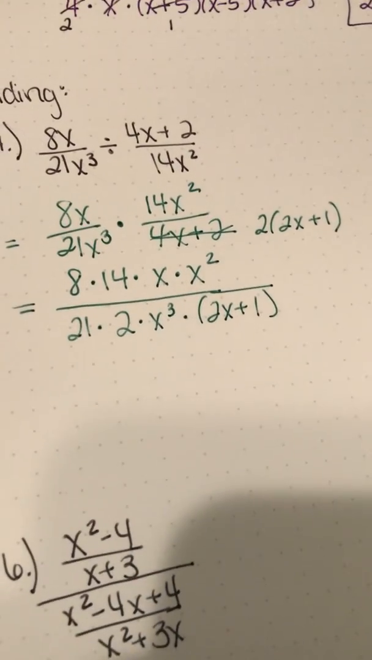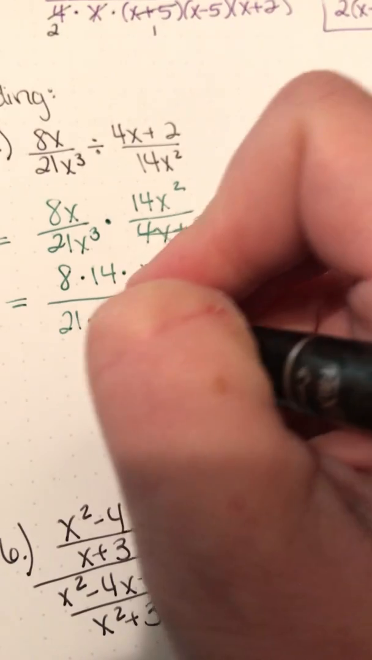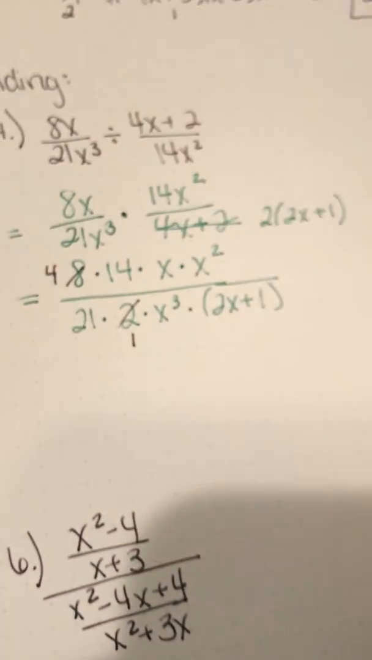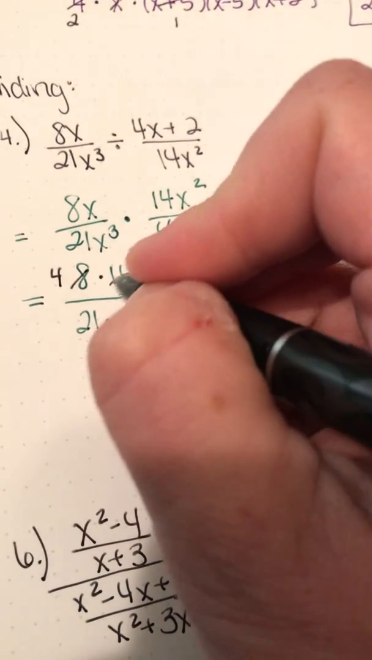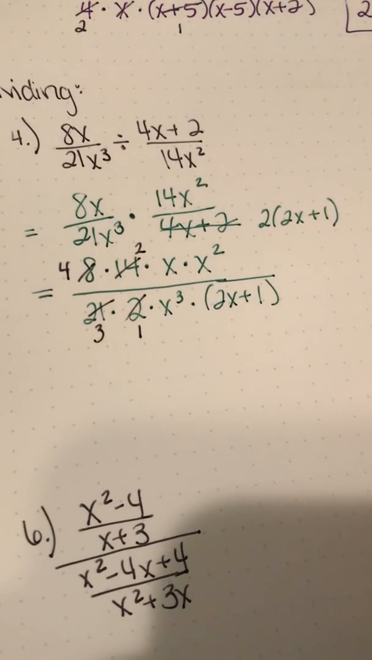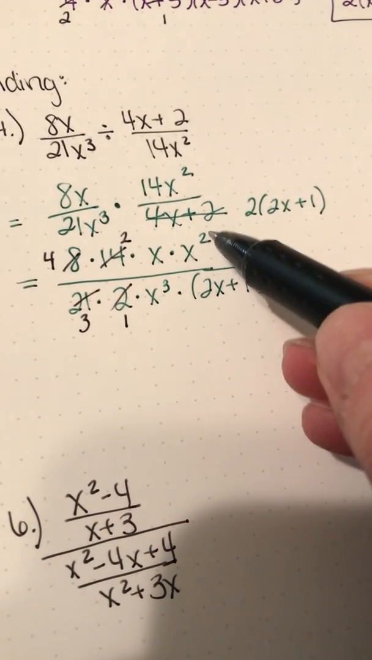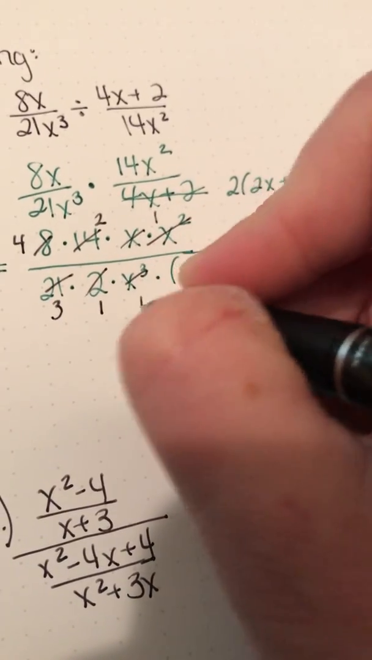All right, canceling out. We know that 2 and 8 have a greatest common factor of 2, so that becomes a 1, that becomes a 4. 21 and 14 have a greatest common factor of 7, so that becomes a 2, that becomes a 3. How many x's do I have in the numerator? Let's see, I've got 1, 2, 3. Oh, sweet. So those can all cancel.